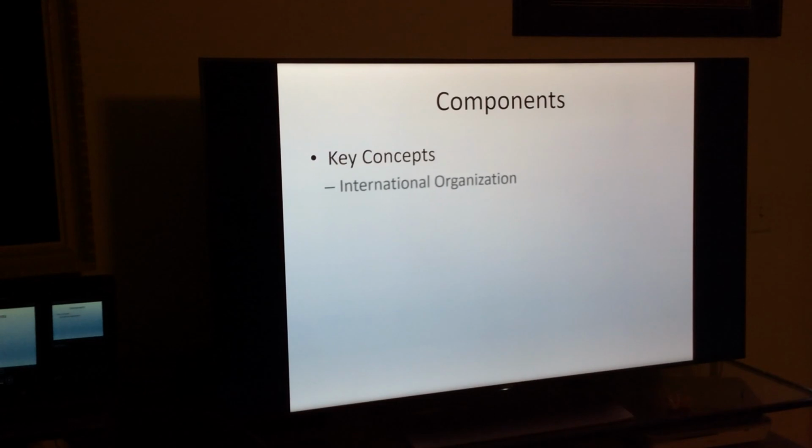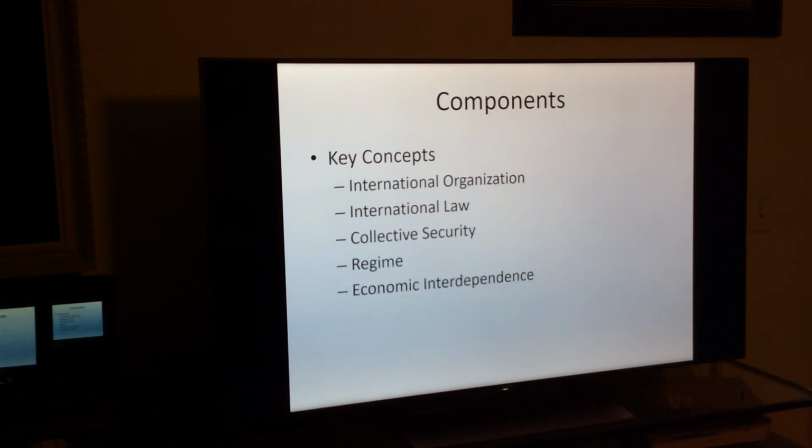Key concepts: you should know what an international organization is. You should know what international law is. Collective security, you should know what that is. Regime, you should know economic interdependence. And you should know what harmony of interests is. Alright, that is it for interdependence theory.